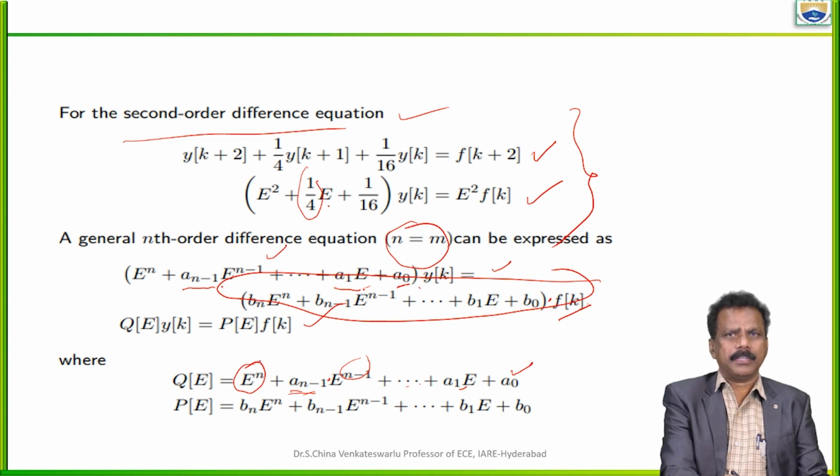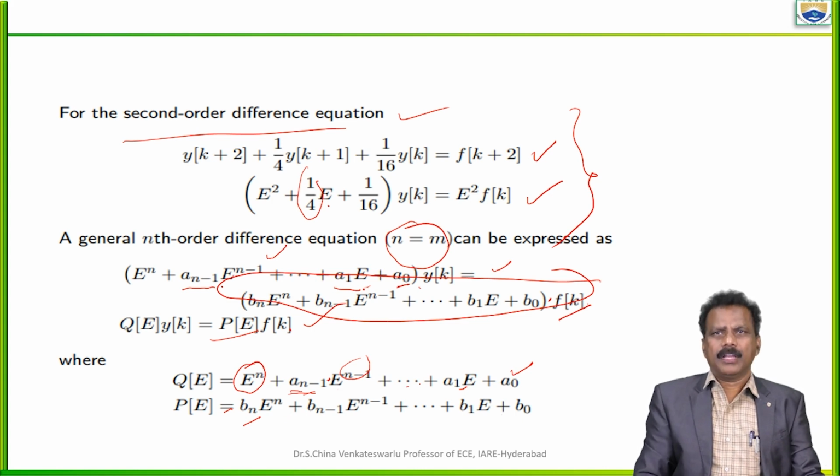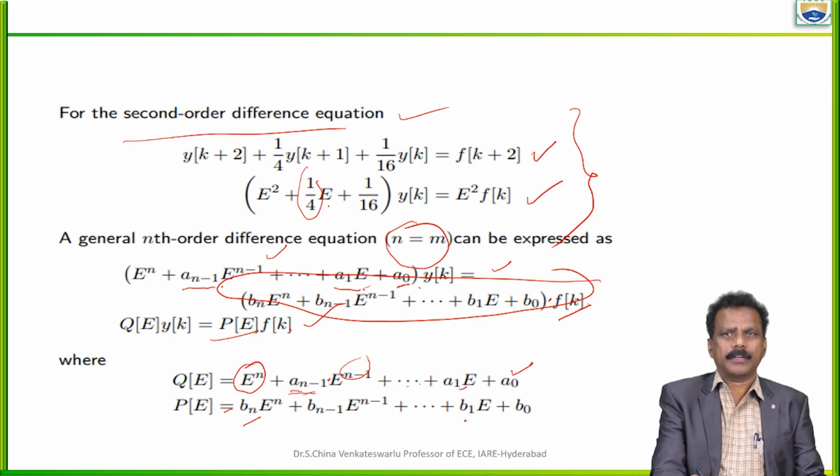Coming to this P of E into f of k, where P of E is equal to bn E^n, because it is already assigned according to the first order or second order representation, E^n. If it is, we are considering the general nth order differential equation, plus b(n-1) into E^(n-1) plus so on, plus b1 into E plus b0.